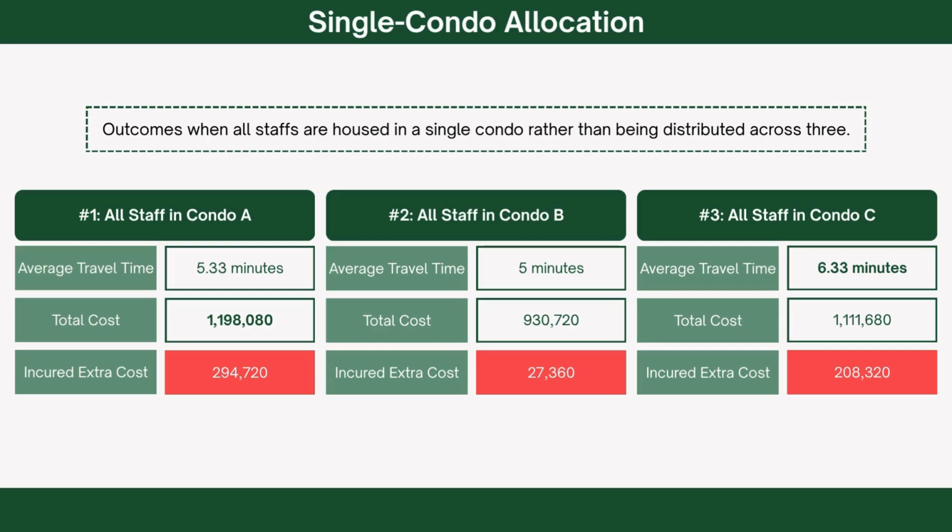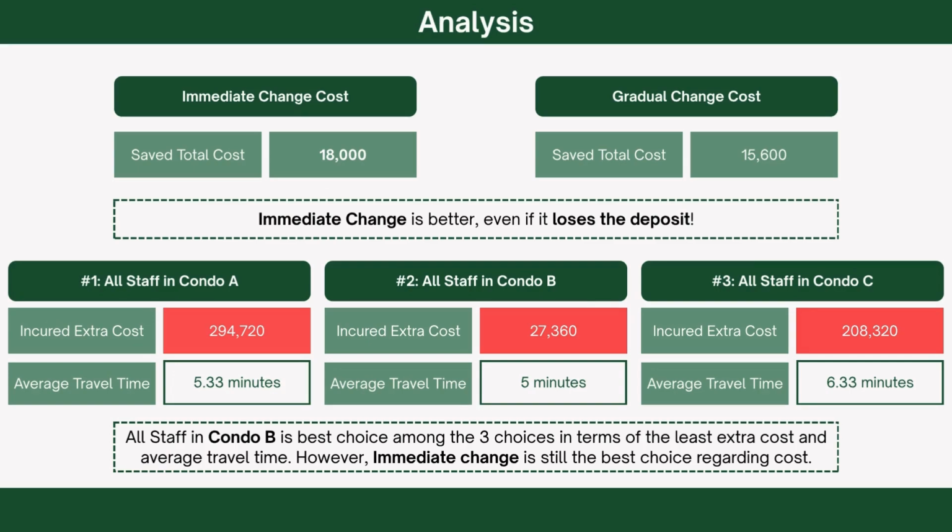What we can notice here is that putting all staff in condo A has the highest total cost, while putting all staff in condo C has the highest average time. Finally, is the analyzing part.